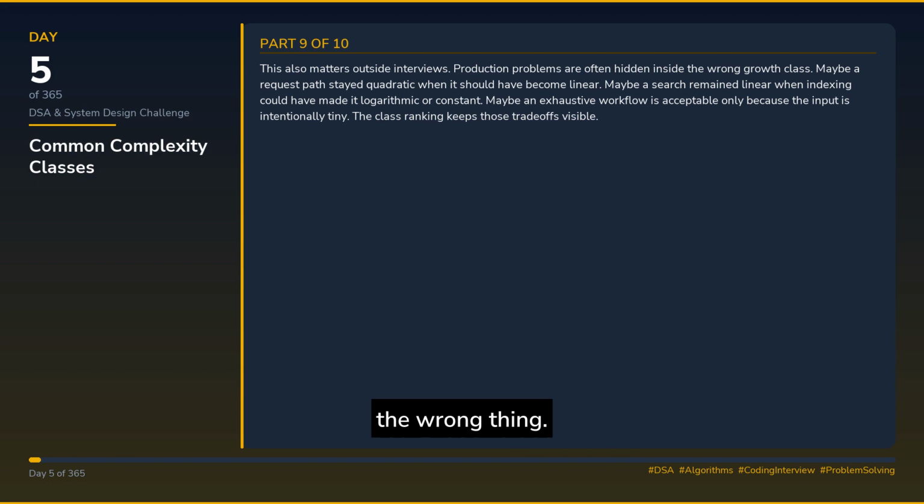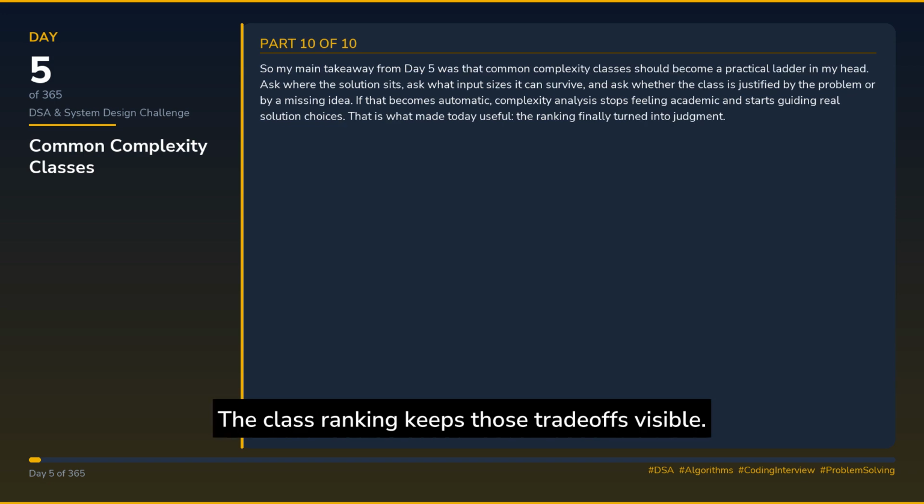This also matters outside interviews. Production problems are often hidden inside the wrong growth class. Maybe a request path stayed quadratic when it should have become linear. Maybe a search remained linear when indexing could have made it logarithmic or constant. Maybe an exhaustive workflow is acceptable only because the input is intentionally tiny. The class ranking keeps those trade-offs visible.